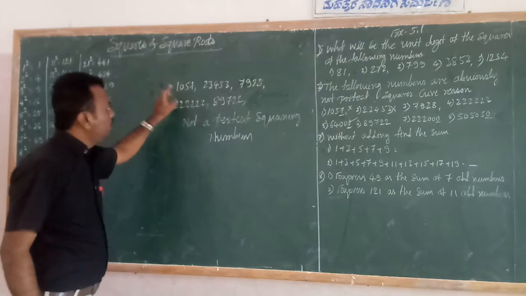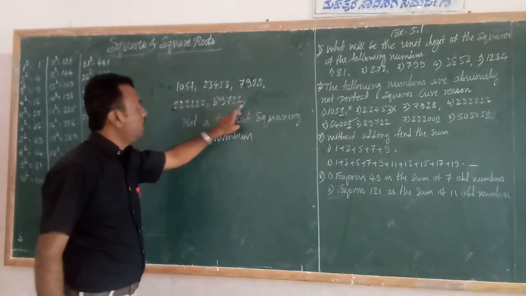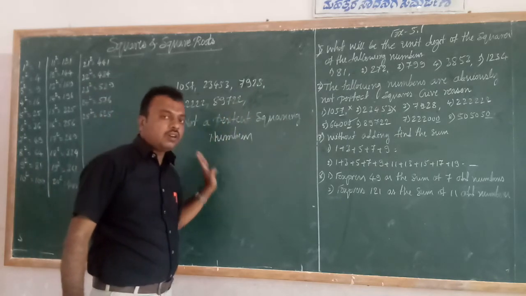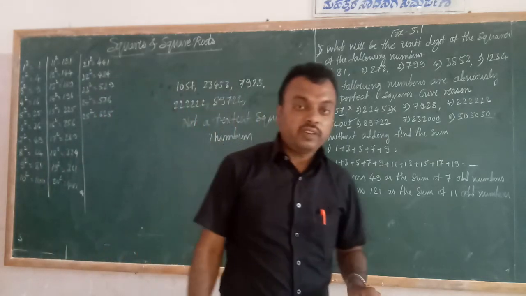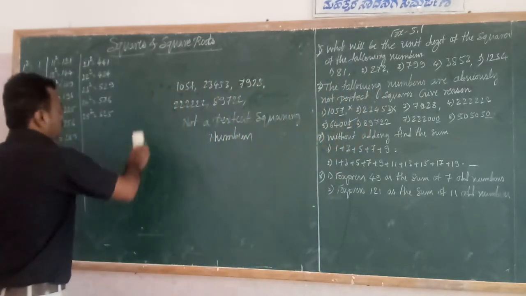Understood? Because the ending digits are 0, 3, 8, 2 and 2, that's why these are called not perfect square numbers. Okay, so next one, students. I will go to question number 7 directly.